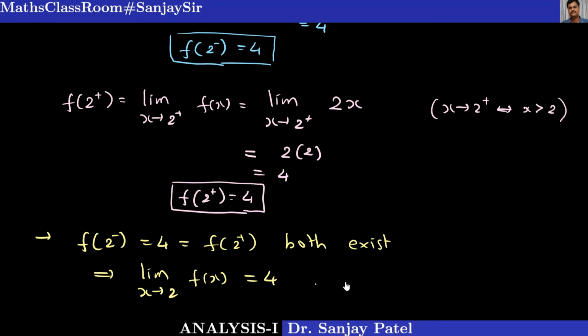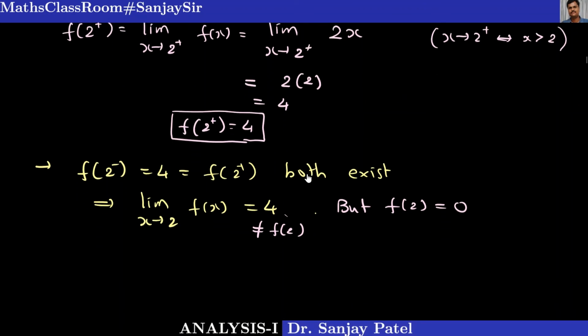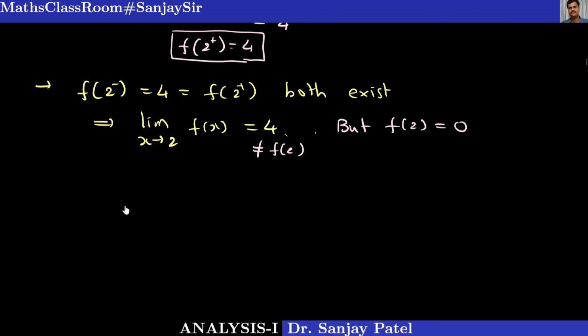But also we note that the value of the function at 2 is 0. We are given that f of 2 is equal to 0. So this is not equal to the limit. So limit x tends to 2 f x is not equal to f of 2. Therefore the conclusion is that the function is not continuous at the point 2. So thus f is not continuous at x equal to 2.